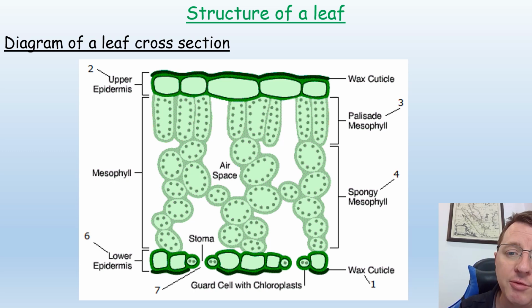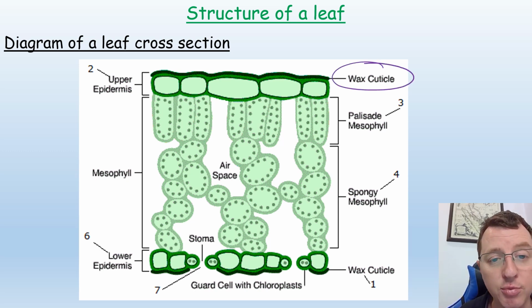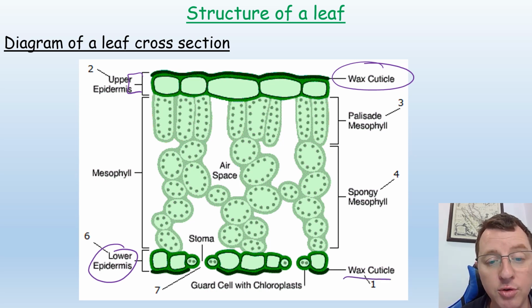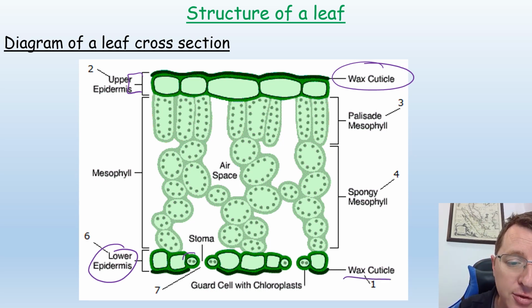So at the top of the leaf we have a waxy cuticle which prevents water loss. We have the upper epidermis, which is a protective layer. We have the lower epidermis, again a protective layer, and a lower waxy cuticle preventing water loss. We have the stomata surrounded by the two guard cells.